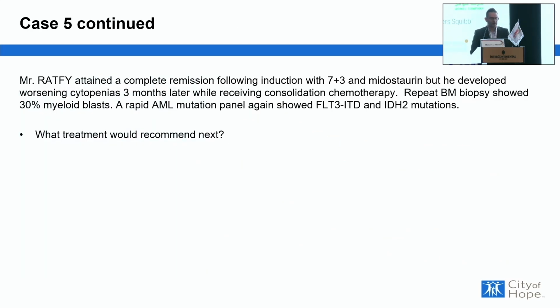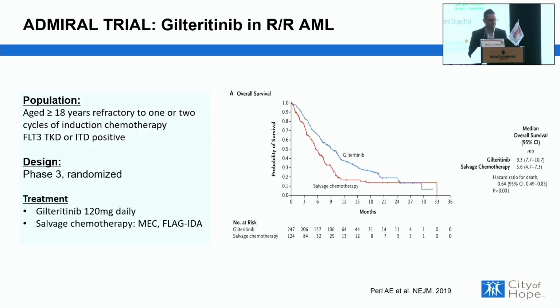So just to continue our case, Mr. RATFI attained a complete remission after induction, and while in consolidation had a relapse of disease. Again, the rapid mutation panel, and I do the rapid mutation panel on each relapse, so sometimes you get to catch a mutation that emerged. So this patient did not have any new mutation, still having FLT3 and IDH2. So what is the recommendation for next?